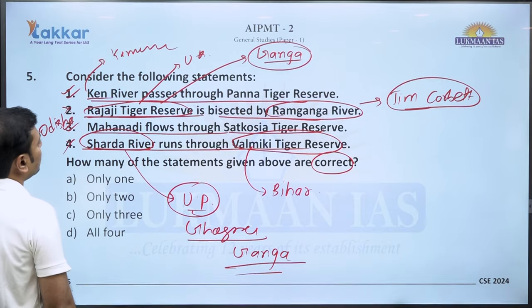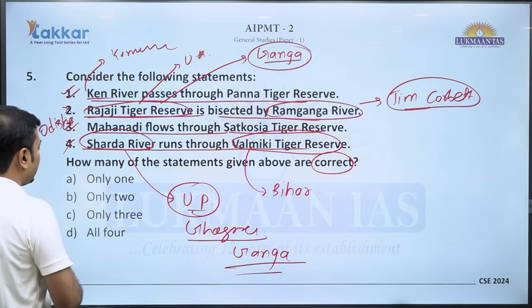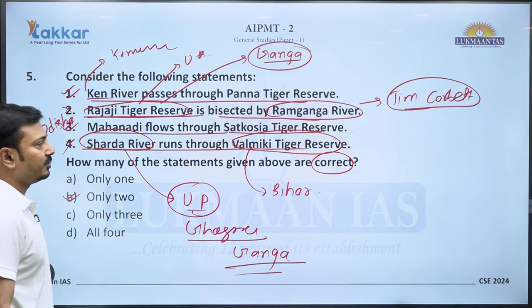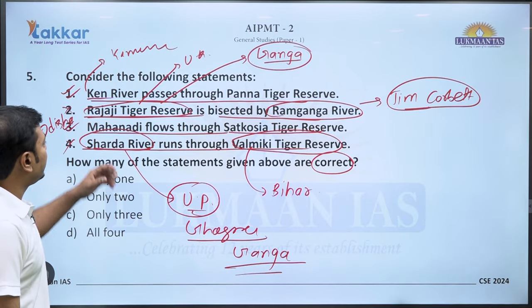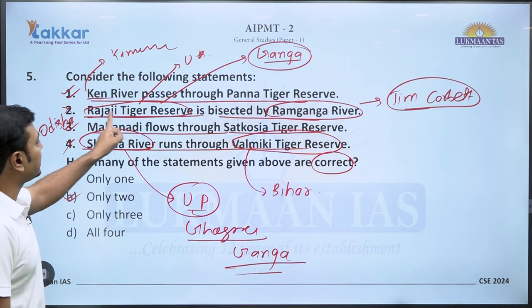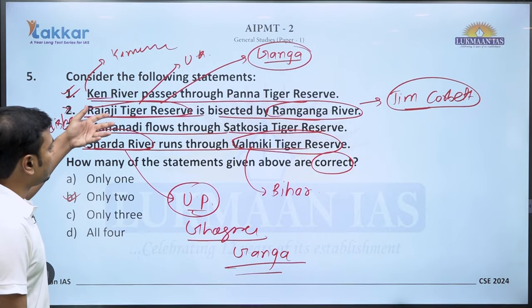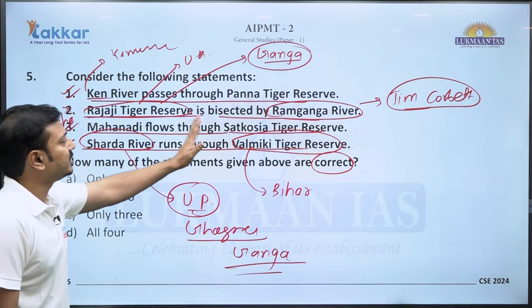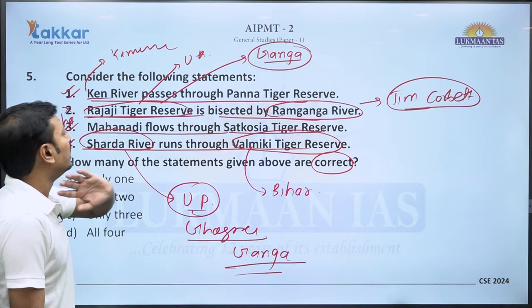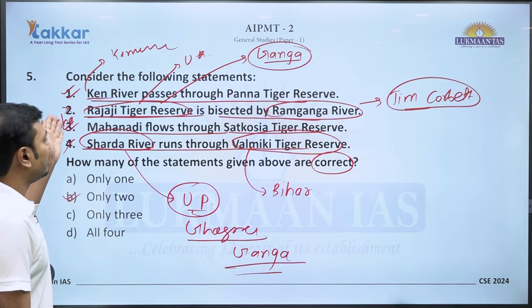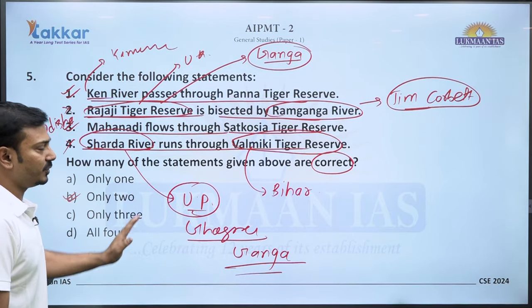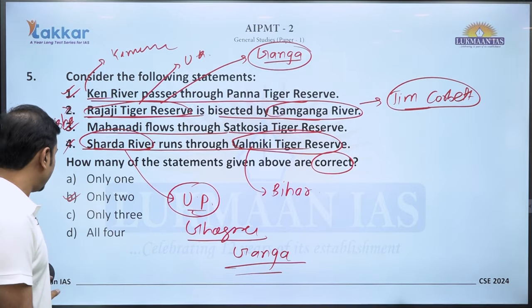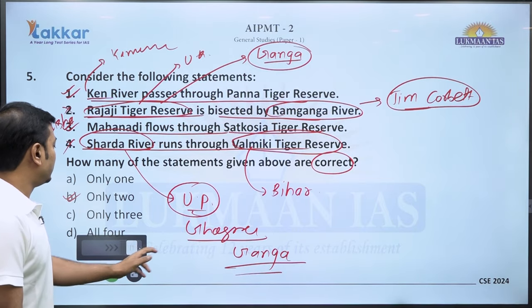So two statements are correct, two incorrect. So the answer here should be B. Now some of the students may get confused here, especially for the second statement. For the other statements, they may be able to get it through logic and the elimination method, with Valmiki, you know. So in the second statement there may be confusion, but you should attempt this question for sure. Okay, B is the correct answer. Now moving on.